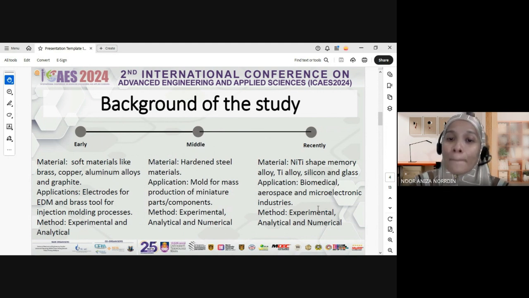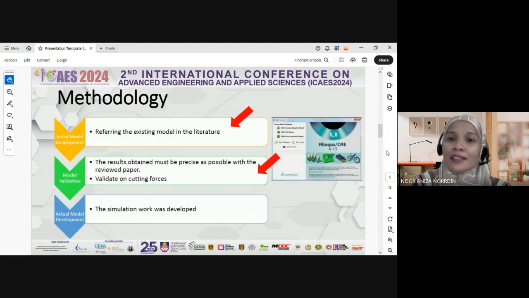This study was conducted with three major works consisting of FE model development, FE model validation, and FE proposed model. At the initial stage of this research, the initial FE model was developed by referring to the existing model in the literature as the first step to get a validated model before the actual simulation analysis takes place. The micro milling model was simulated using Abaqus software.